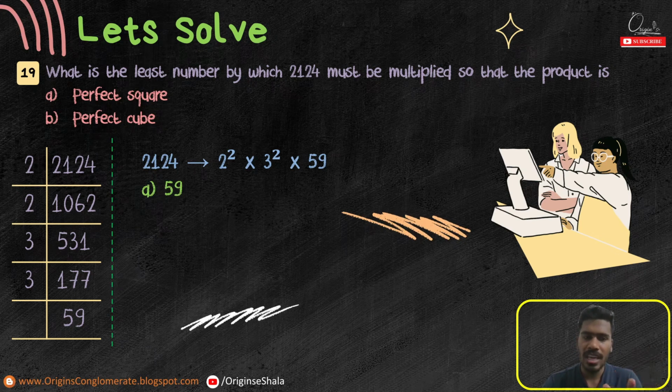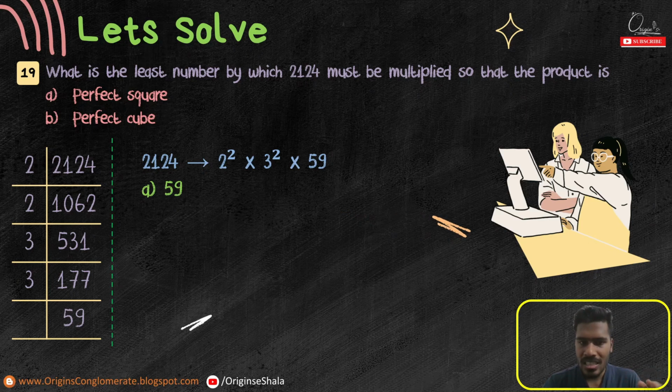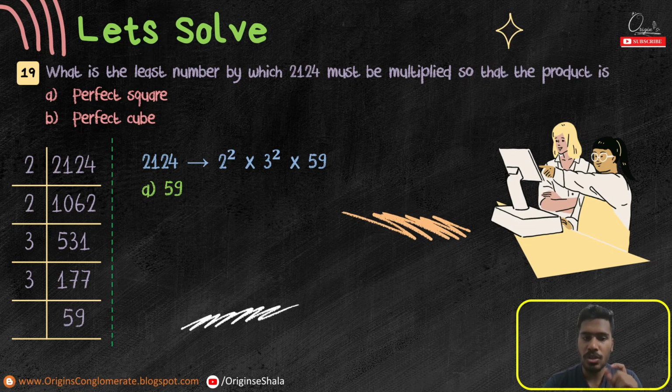So obviously the first answer would be I need to increase the power of 59 by 1, that is multiply 59 to make it a perfect square. For the next part, as I said earlier, for squares we need a power in the multiple of 2. For cubes we need power in the multiples of 3. So obviously I need to increase the power of 2 and 3 by 1 and the power of 59 by 2 to make it a perfect cube.